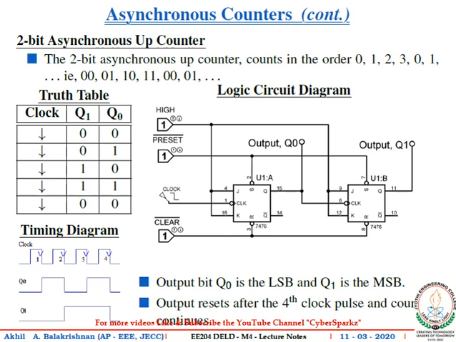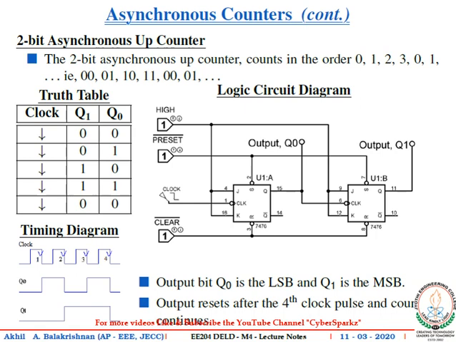During the second clock pulse, the first flip-flop output toggles and becomes 0. At this time, there is a 1 to 0 transition at the clock of the second flip-flop, which will trigger the second flip-flop and thus its output will become 1. So at the end of the second clock pulse, the output will be 0, 1.